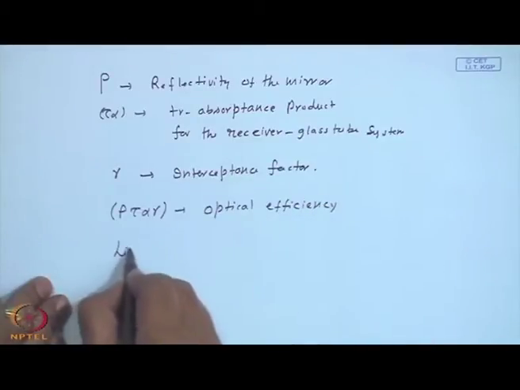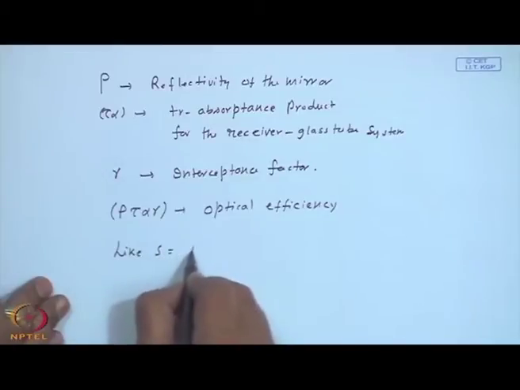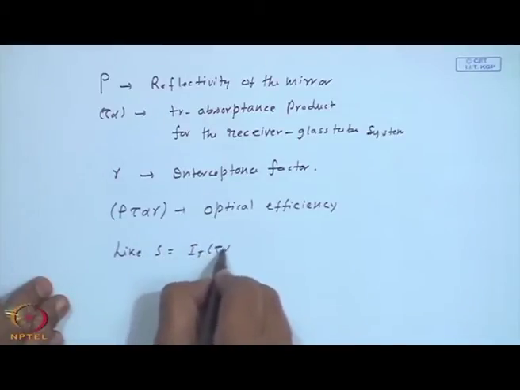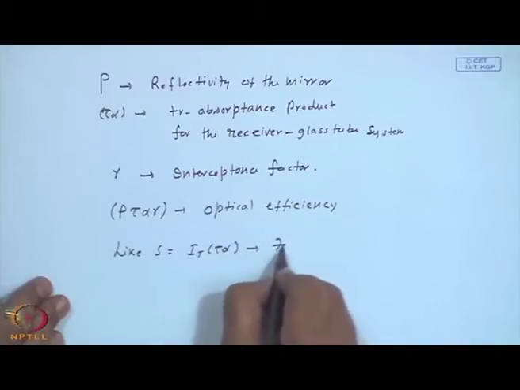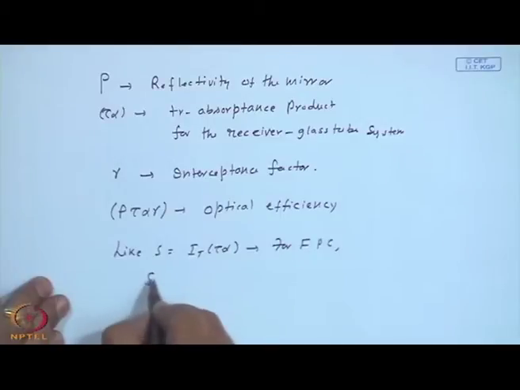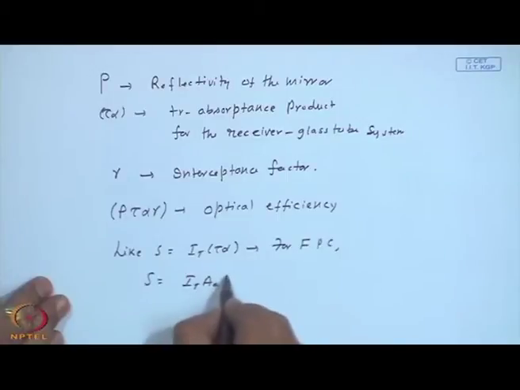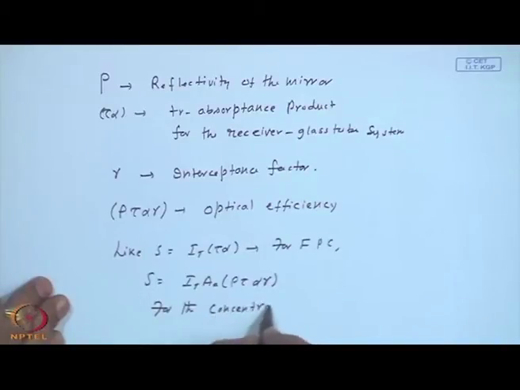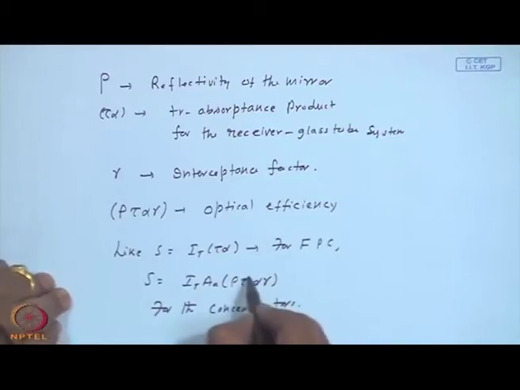Like S equal to I_t tau alpha for flat plate collectors, we may have S is equal to I_t A times rho tau alpha gamma for the concentrators. Of course, if you do not have a glass cover, then this tau will be equal to 1.